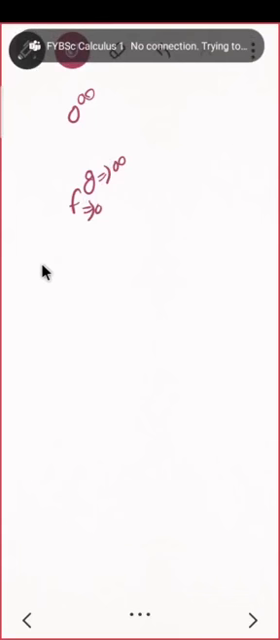What about the next one? If you are having 0 raised to infinity form, that is you are having f raised to g, where f goes to 0 and g goes to infinity. How will you handle this type of question? Again, you'd like to make it of the 0 by 0 form or infinity by infinity form. That is the main motto for doing this. So how will you handle?